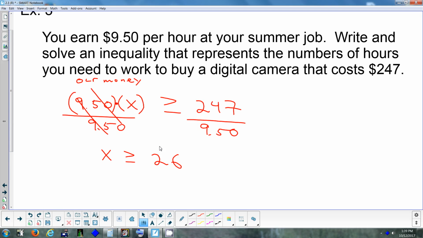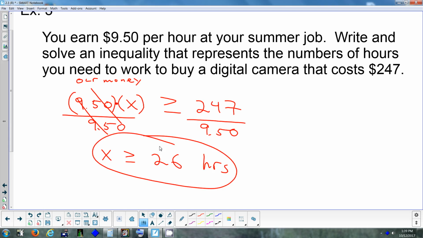So what does that mean? 26 what? Hours. I didn't put the decimal in there. Okay, so you have to work 26 hours or more, and then you'll have enough money. What if you work exactly 26 hours? Then you'd have exactly enough money. How much would you have left over? 0.